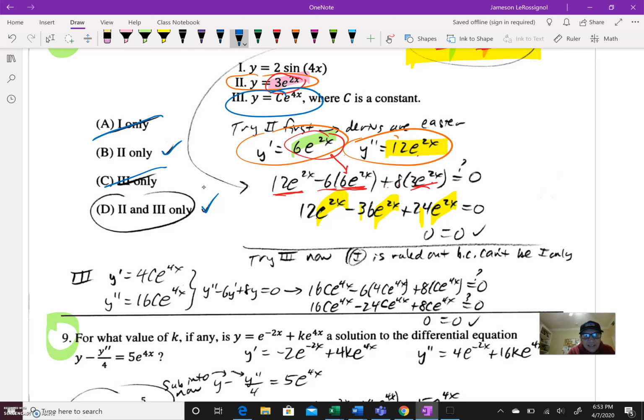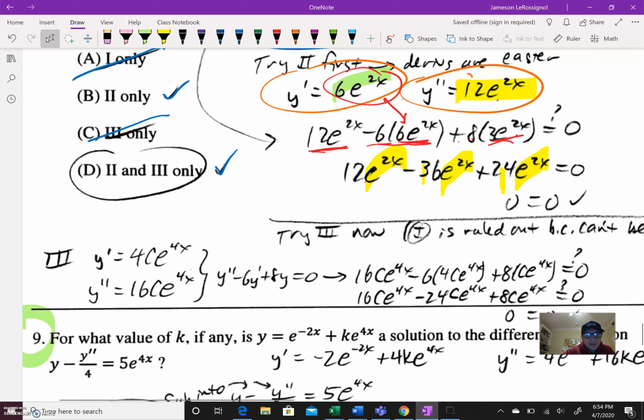We got c e to the 4x. You're going to keep that constant c out in front, and you're going to multiply by the derivative of that 4x, which is an extra 4. So you get a 4c e to the 4x. All right, so then from there, you're going to take the derivative of that, and get your second derivative, that's 16c e to the 4x.